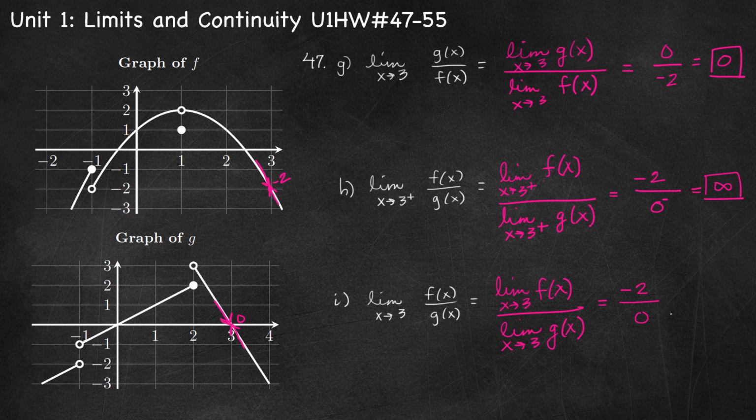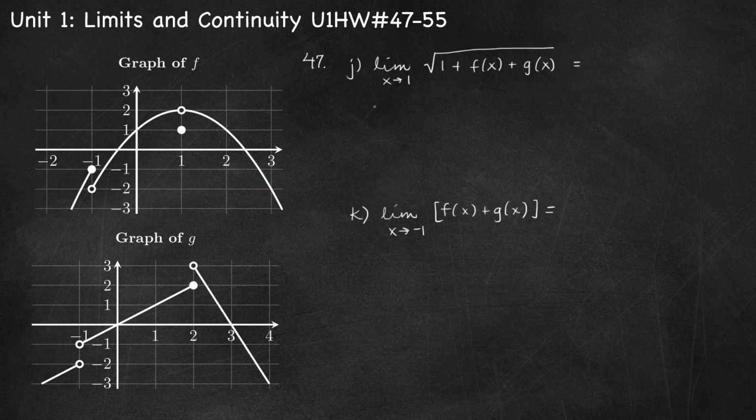So we saw in part H that as we approach 3 from the right-hand side on g of x, we're approaching from below. So these values are actually negative. But if we approach 3 from the left-hand side, we're approaching from above. So those values would be positive. So this limit, the best we can say is does not exist. It's going to be infinity from one direction, negative infinity from the other.